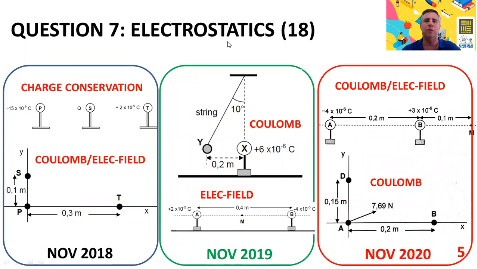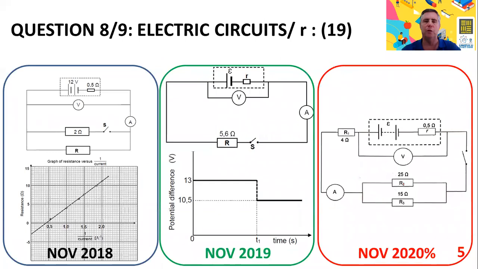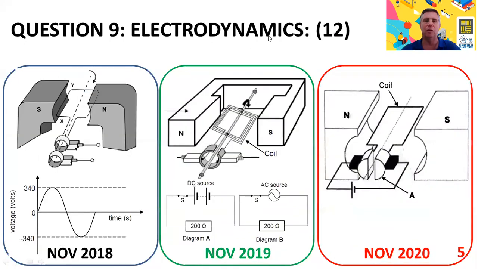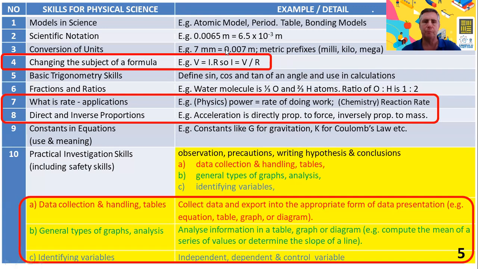Now there are 3 electricity questions. Question 7 deals with electrostatics, Coulomb's laws and electric fields. Question 8, or sometimes it's question 9 in the older papers, deals with electric circuits, may or may not have internal resistance. Question 9 deals with electrodynamics, motors, generators, and alternating current.